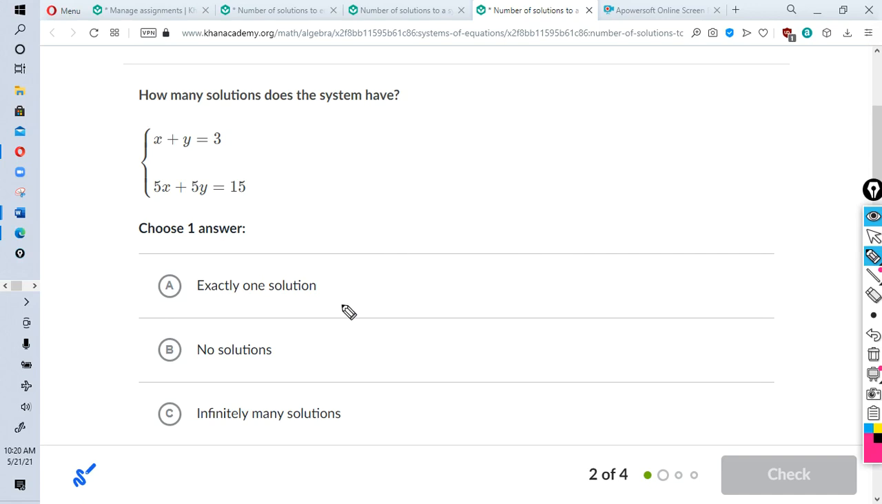If you have exactly one solution, they're going to have different slopes, and that's it, just different slopes. So exactly one solution for two line or linear equations. You're just going to have two straight lines that intersect, and that point of intersection is going to be your solution.